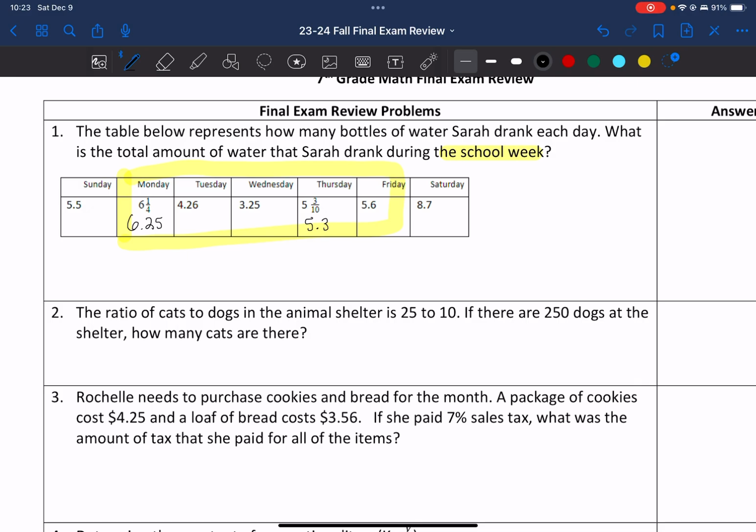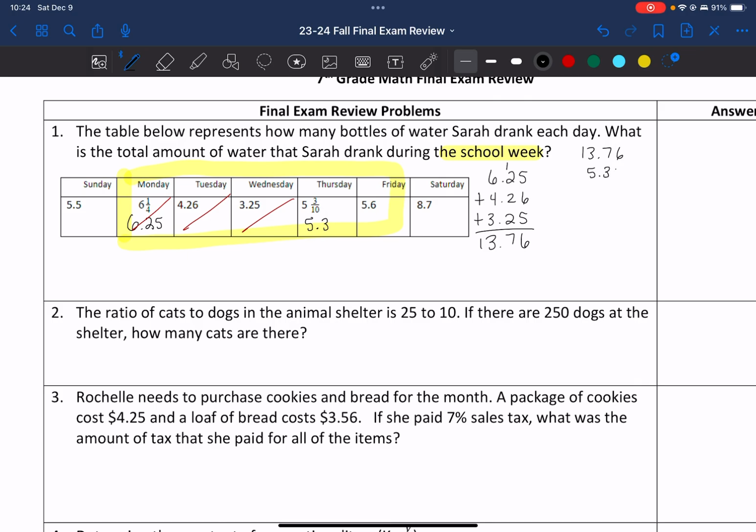So here, 6.25 plus 4.26 plus 3.25. Okay, I'm going to do 3 at a time. So 16 here, 7 here, 10, 13, 76. Okay, so now I'm going to take 13 and 76 hundredths and I'm going to add, I've already used this one, and this one. Let's go ahead and use the last two that are left.